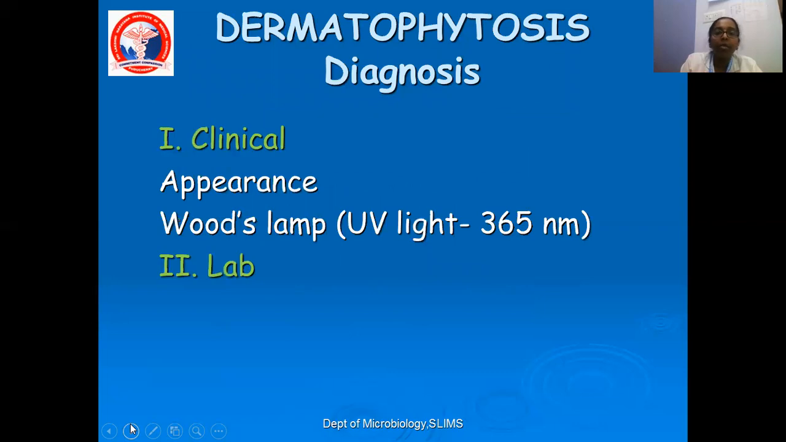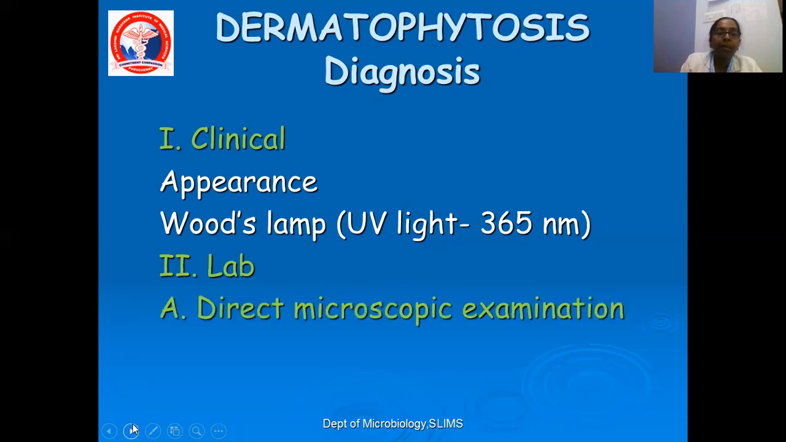So how do you diagnose this dermatophyte infection? Basically it is by the clinical appearance. Clinically there can be annular lesions, that is annular papular lesions, which are seen on the skin. It can usually be examined by a Woods lamp, where there can be fluorescence.